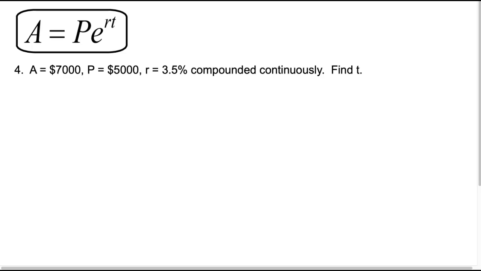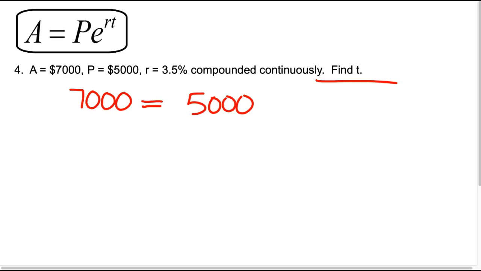We have 5 minutes. Okay, so this one here is going to be solving for t. So we're going to have to use a log. So 7,000 is my A, the amount after, equals 5,000, that's the amount I invested, that's the principal, times e to the rt. That's going to be 0.035 t. So I'm solving for t here now.